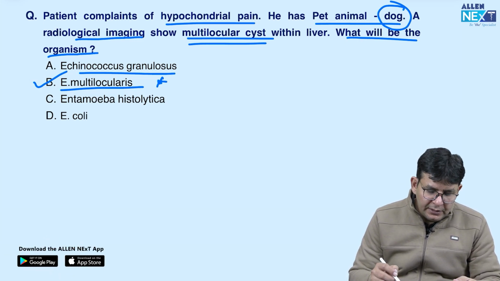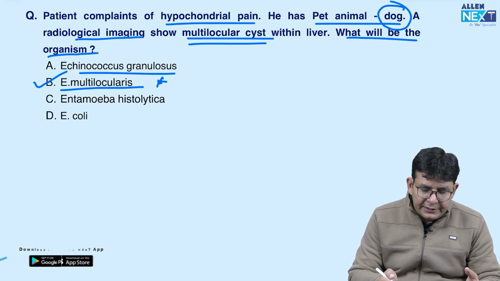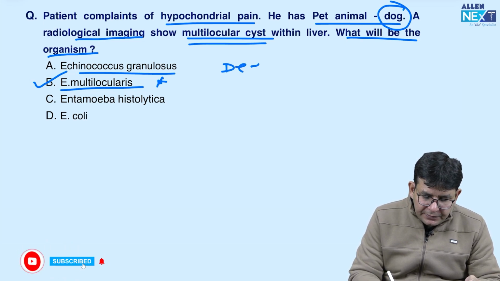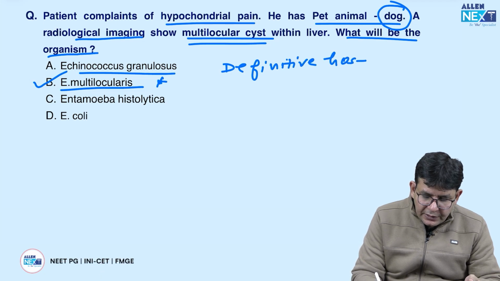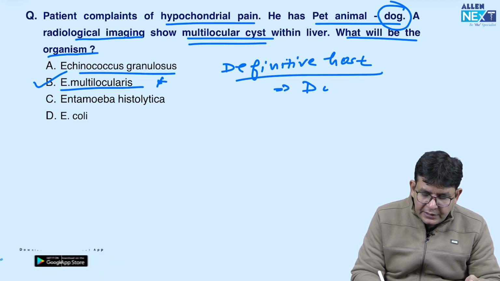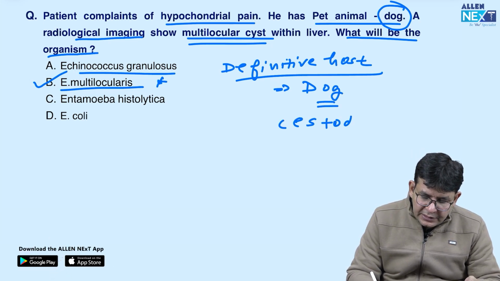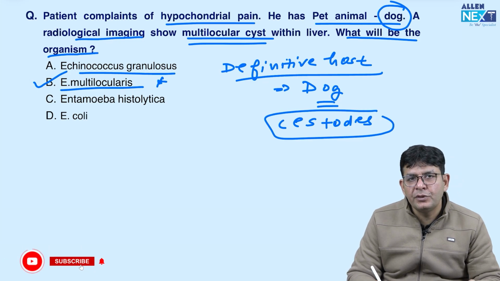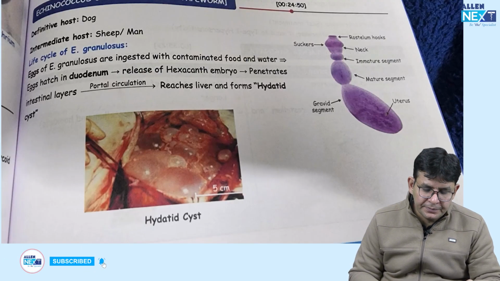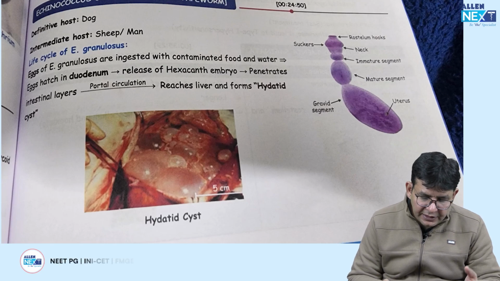Okay, other options are relevant, and you know that the definitive host in this particular cestode is D for D, that is dog. And what are cestodes? Cestodes are termed as tapeworms. Cestodes are termed as what? Tapeworms. Now this we have done.